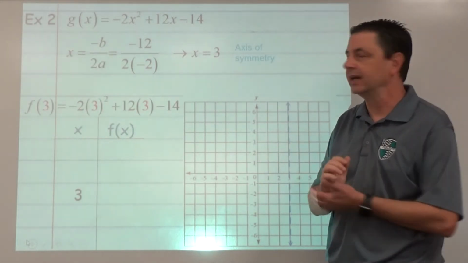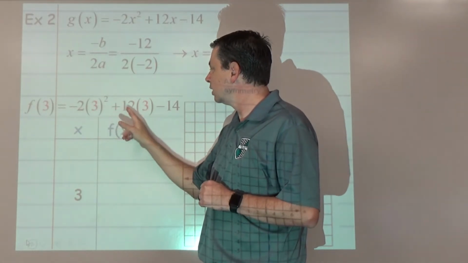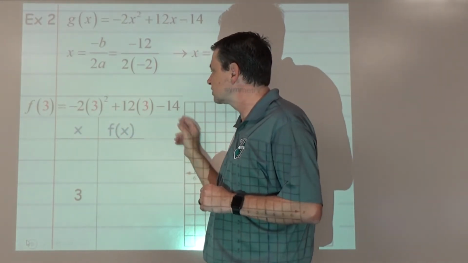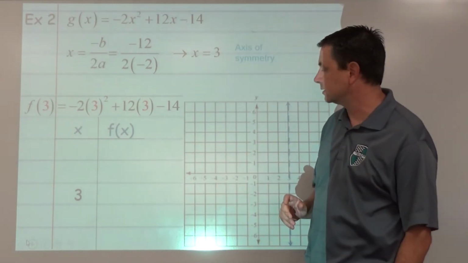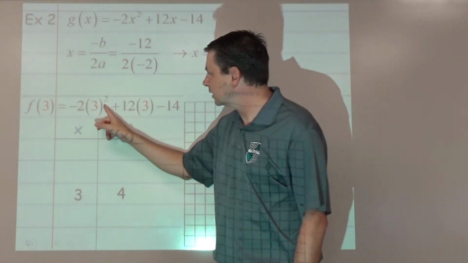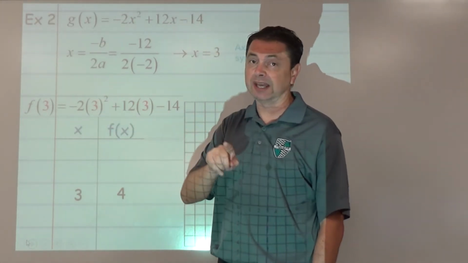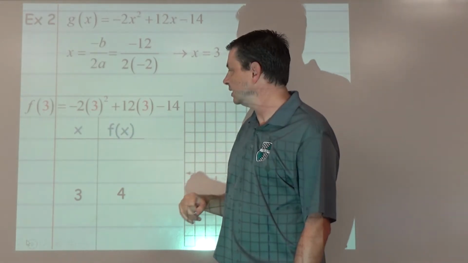Once again, we go to the calculator. Negative 2, parentheses, 3 squared, plus 12 times 3 minus 14. Hit equals. You should get 4. Just to double check. 3 squared, you have to do the exponent first, is 9. Times negative 2 is negative 18.